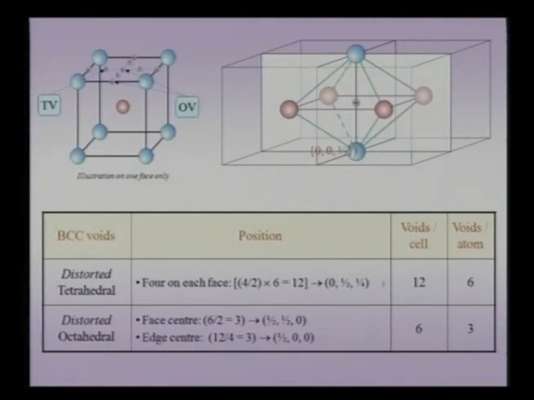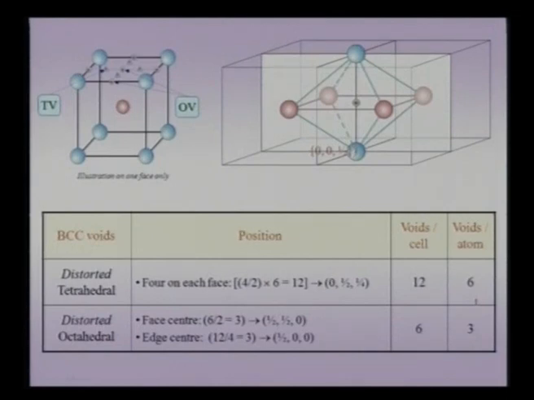I have 12 tetrahedral voids per cell in the BCC crystal, and as there are 2 atoms in every unit cell of the BCC crystal, I can divide this 12 by 2 to get 6 tetrahedral voids per atom in the BCC crystal, and there are 3 octahedral voids per atom in the BCC crystal.